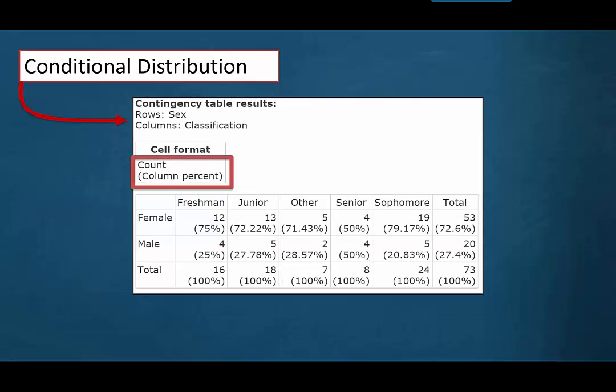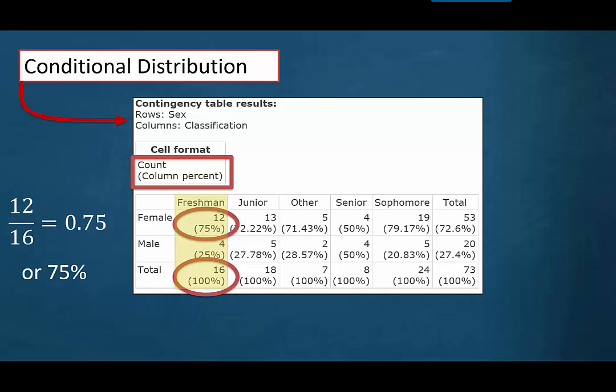And here's one for the column percent. We could be asked the question, what percent of freshmen were female? As we've looked at before, we look at the freshman column, we take the 12 and we divide it by that total number of freshmen to get 0.75 or 75%.